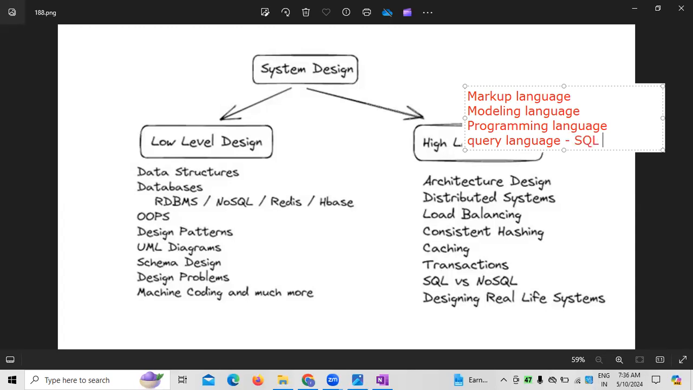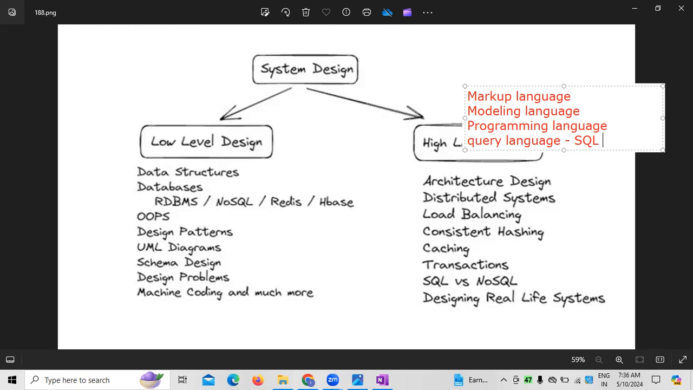SQL is a structured query language. It's a query language. It's not programming. Markup languages are HTML and all, modeling language is UML, etc. Programming languages are used to develop business logic for a particular functionality: Java, Python, Kotlin, Swift, C++, all that.